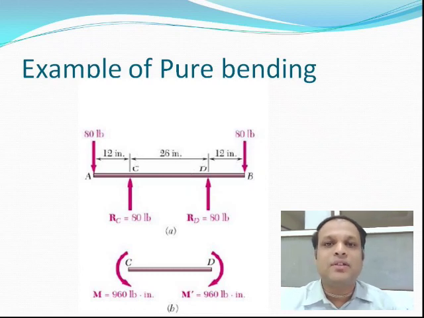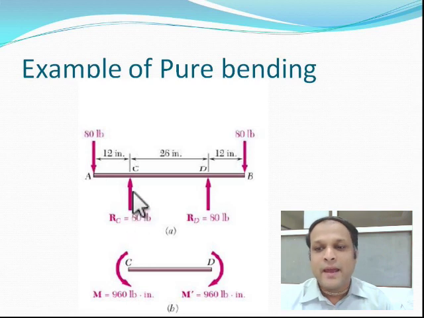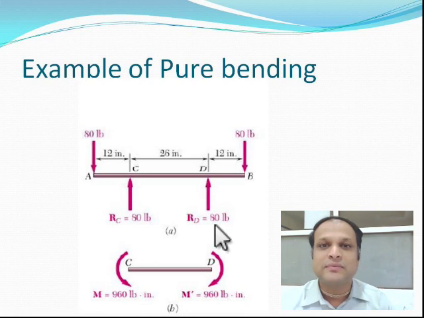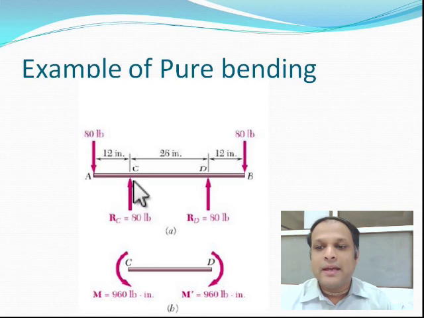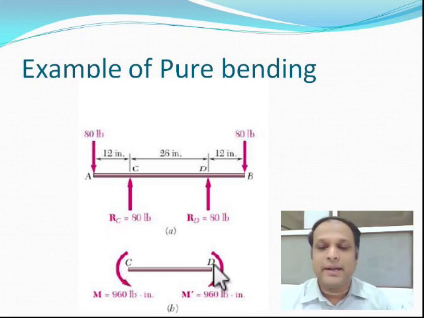Now these are some examples of pure bending again. Here we see a beam in which two loads of 80 pounds are acting at the end, and the reactions are also symmetric and equal to 80 pounds each. Because the loads are the same, in the central part CD, only a moment will act, and that moment would be because of the couple generated by this 80 pounds and the distance between them. So in the central area, only pure bending will act.